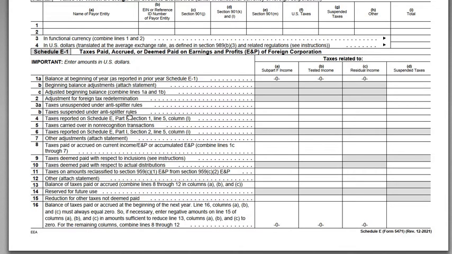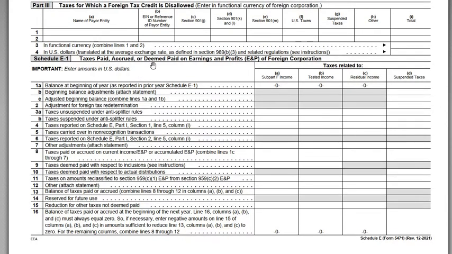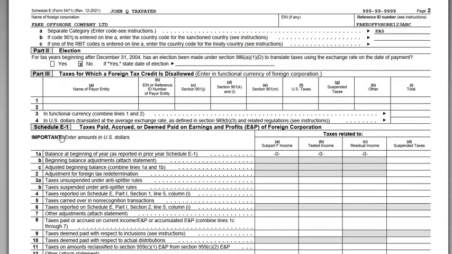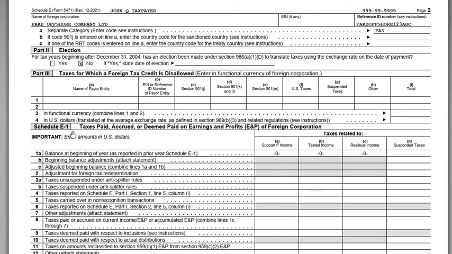Okay, for this next video, we're going to go over the Schedule E-1. So Schedule E-1 is part of the Schedule E. Schedule E-1 is used to disclose taxes paid, accrued, or deemed paid on E&P of that foreign corporation.